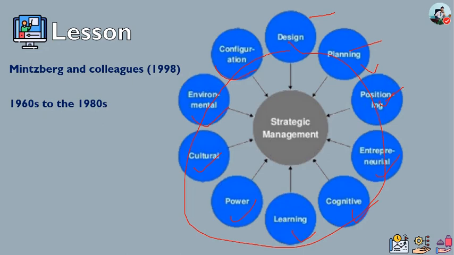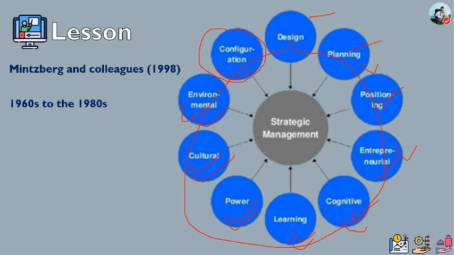And the next six schools are less prescriptive. What are these six schools? Entrepreneurial, cognitive, learning, power, cultural, and environmental. So these are less prescriptive. And then the tenth, or the last one, configuration. This tenth school conceptually combines and captures the other nine schools into an integrative whole.